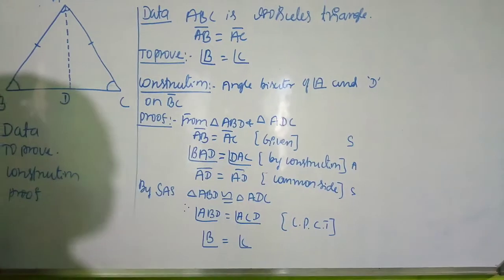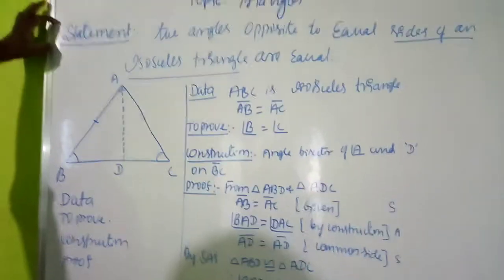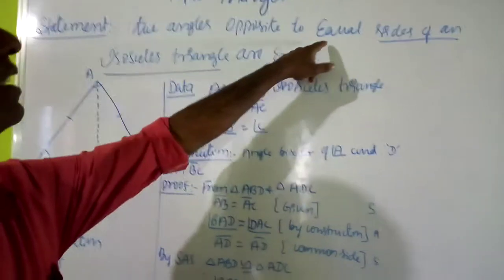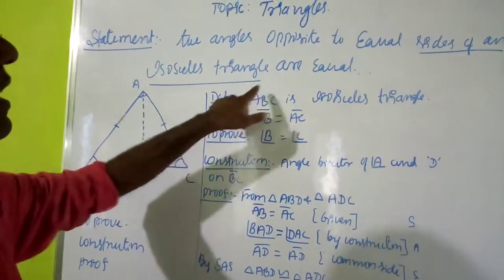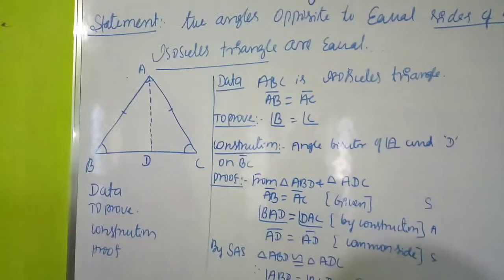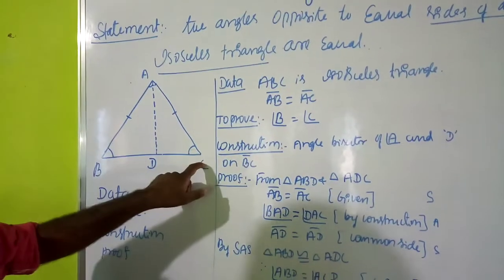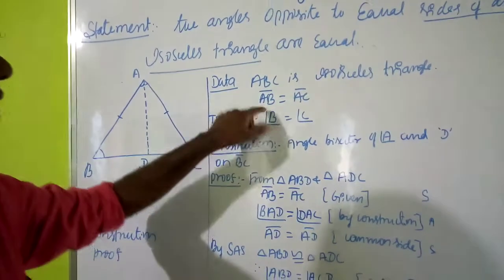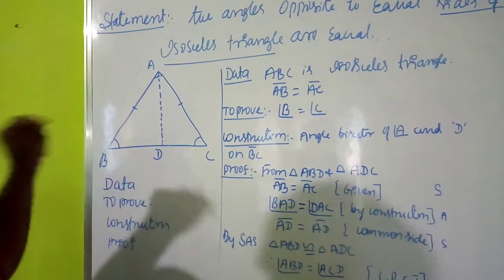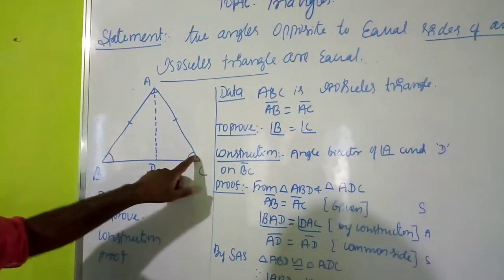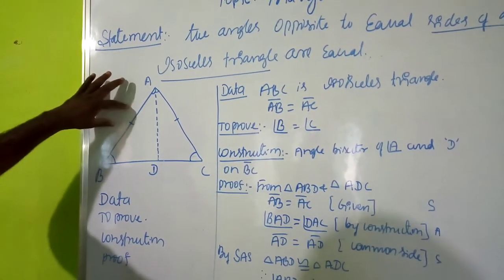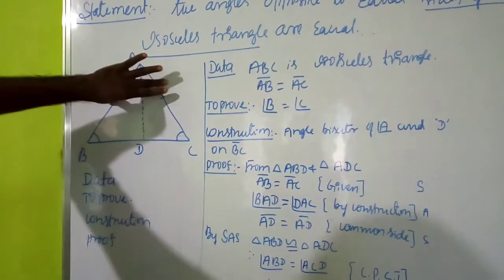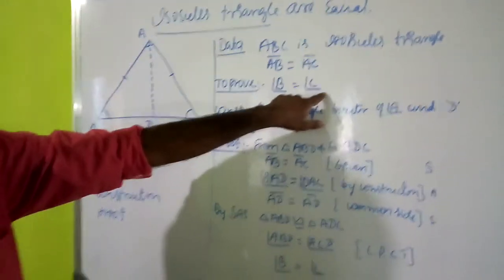Correct, students? So once again, let us observe here. The statement of the theorem is: the angles opposite to the equal sides of an isosceles triangle are equal. So from this, you have to take the diagram ABC as an isosceles triangle where AB is equal to AC. Next, what we are going to prove: angle C is opposite to side AB and angle B is opposite to side AC. These are the equal sides. So angle B is equal to angle C is what we are going to prove in this theorem.